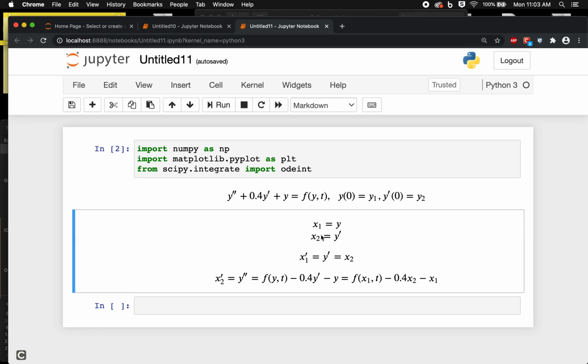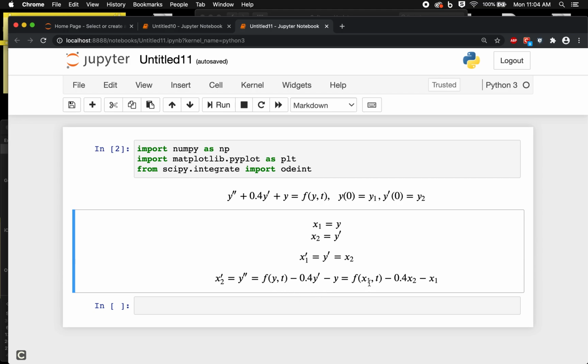And then we're going to take x2 and take its derivative with respect to time. Since x2 is equal to y prime, then x2 prime will be equal to y double prime. And now once we have y double prime, well, here's y double prime. That's just equal to f minus this term and this term. So that's f of y comma t minus 0.4 y prime minus y. I'm just putting the y double prime on the left side of the equality and everything else on the right side of the equality. Now the last thing is just to replace the variables y with their associated x values.